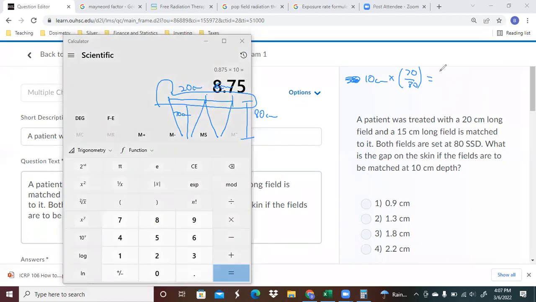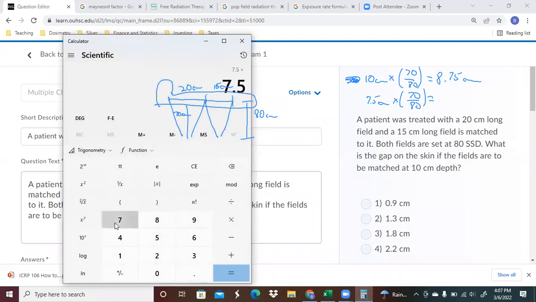Sorry, I don't think that question is read or written very clearly, and so I would like to clarify this question. I'm going to clear out everything here. So I'm going to take 7.5 multiplied by 70 divided by 80. 6.5 to 6.5625. Okay.